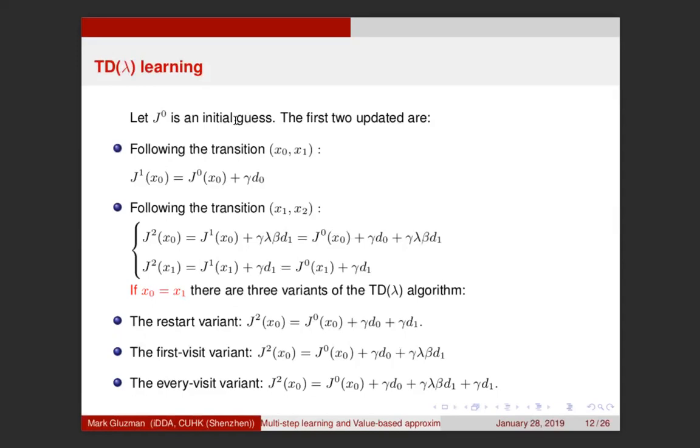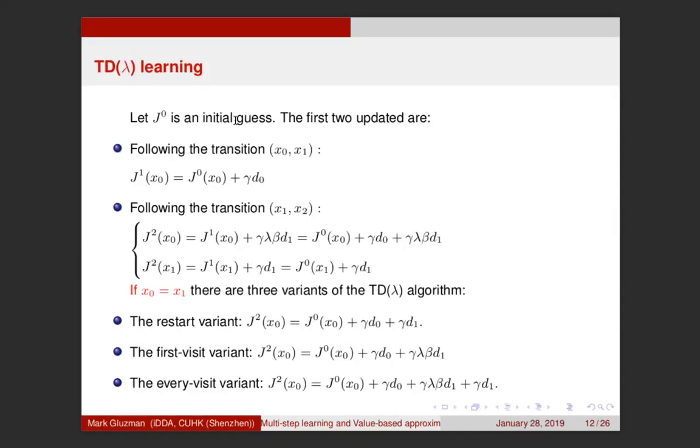So it's unclear what G2 at x0 should be. Should it be like the first line, or the second line? There are multiple ways to solve this problem. Usually people use three variants of the TD lambda algorithm.